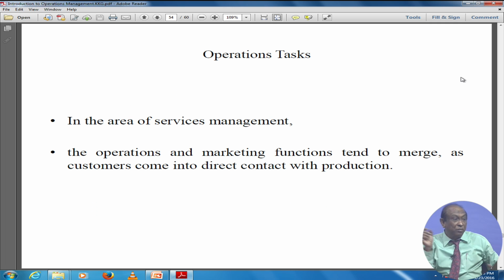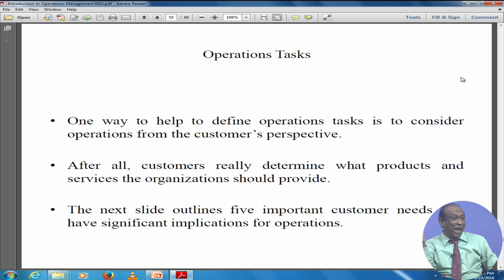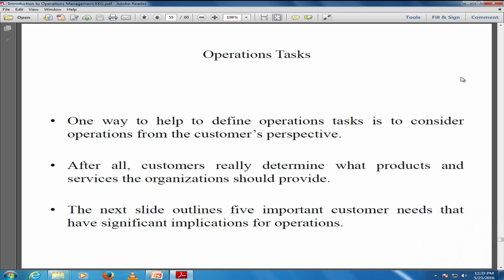In the area of services management, the operations and marketing functions tend to merge, because customers are a part of both production and consumption. I request you to refer to the YouTube on service operations management by Professor Rai and myself. That will really help you. Another way to help define the operations task is to consider operations from the customer's perspective. After all, customers really determine what products and services the organization should provide. The next slide outlines 5 important customer needs that have significant implications for operations.